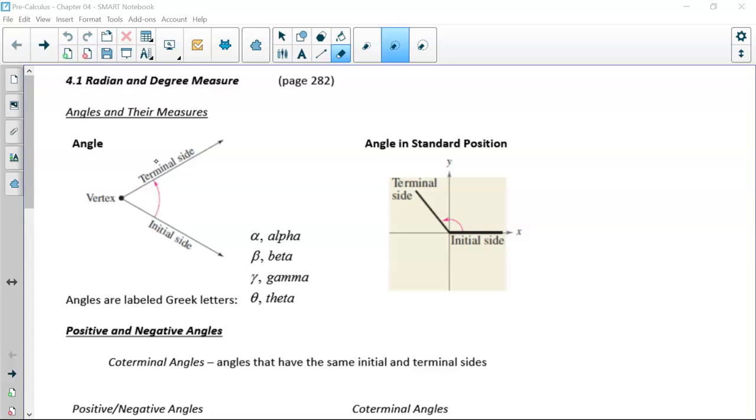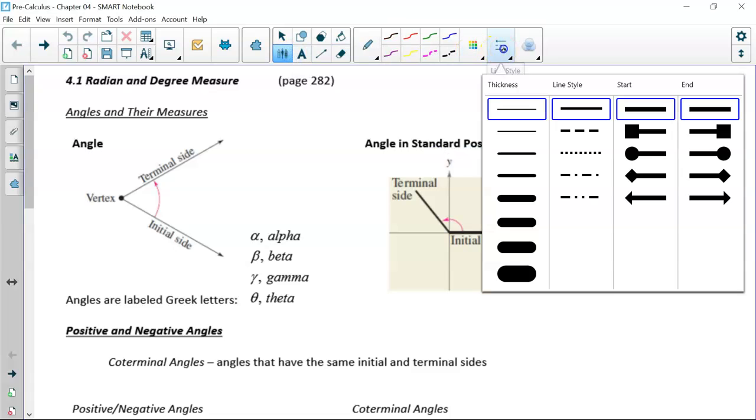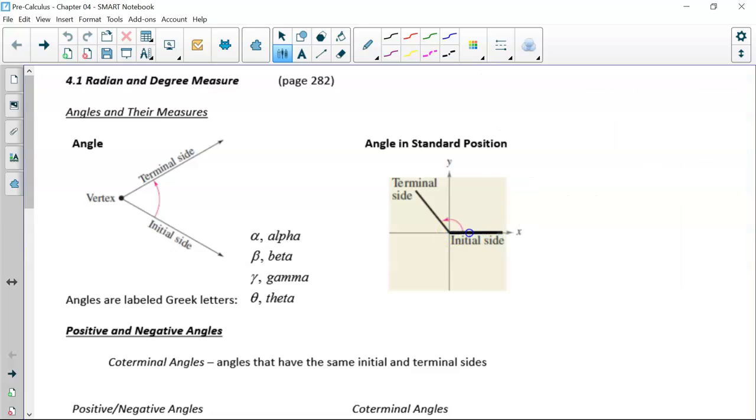Now we're going to commonly see our angles in this standard position. And in that standard position, you can see your initial side is going to be on the x-axis. And the vertex is going to be at the origin. And your terminal side is going to go from the initial side to the terminal side. So it's going to start on the x-axis and then go to the terminal side.